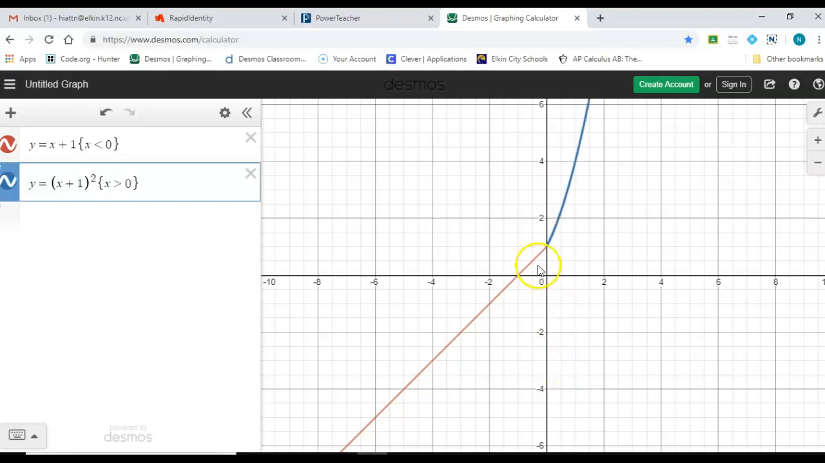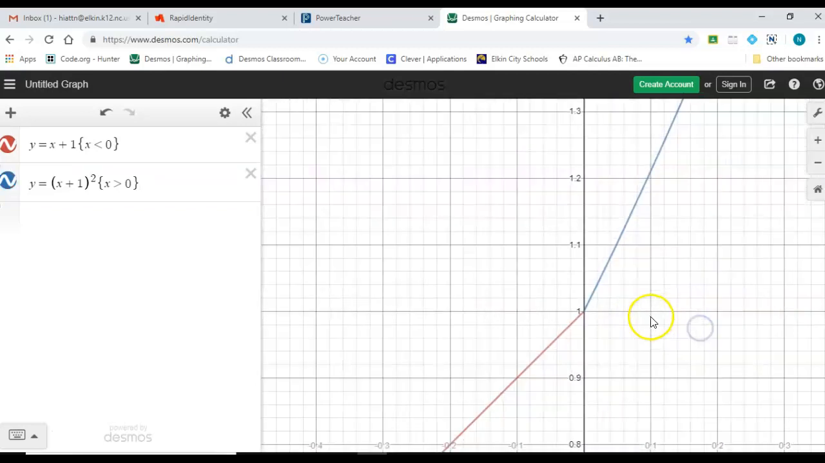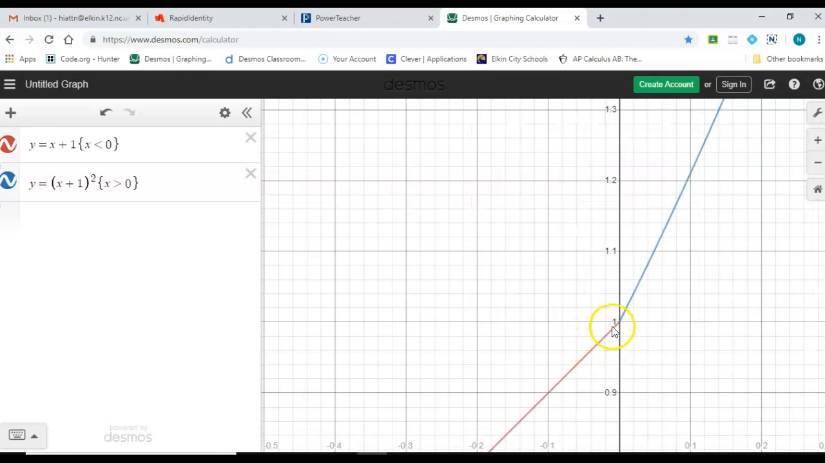And so you can see that those two meet up, but it's not a smooth curve. Especially the more you zoom in, you can tell that is a sharp turn in the graph. It's not just a smooth curve there. So that would be a place where the graph is not differentiable.